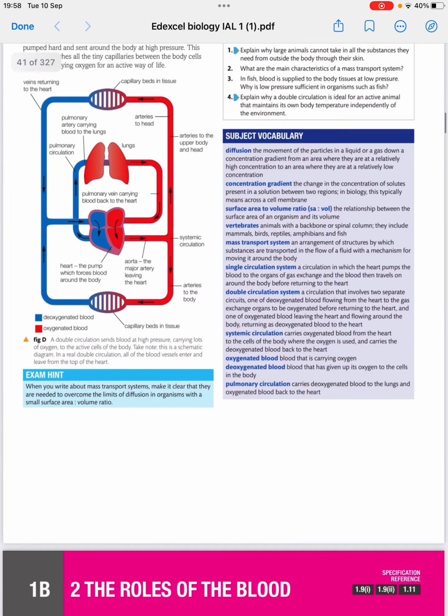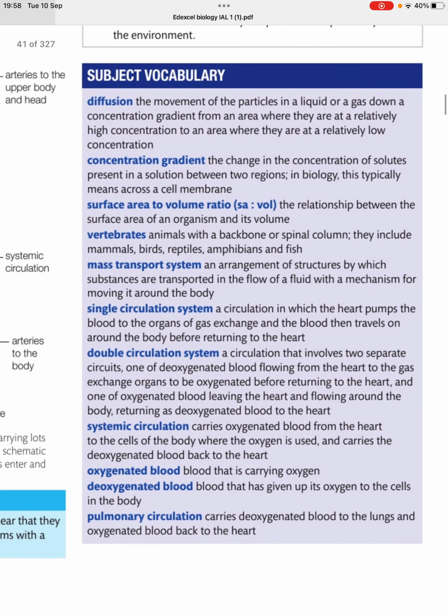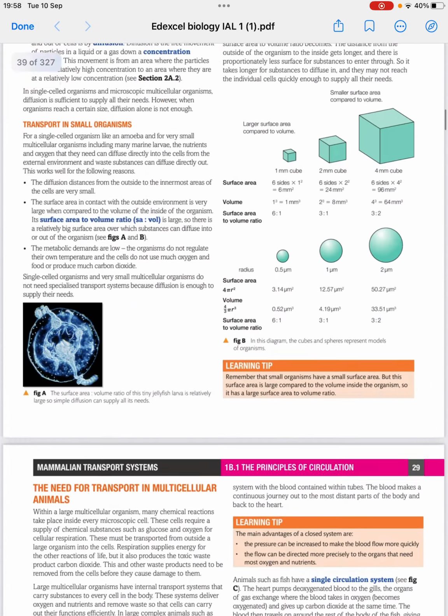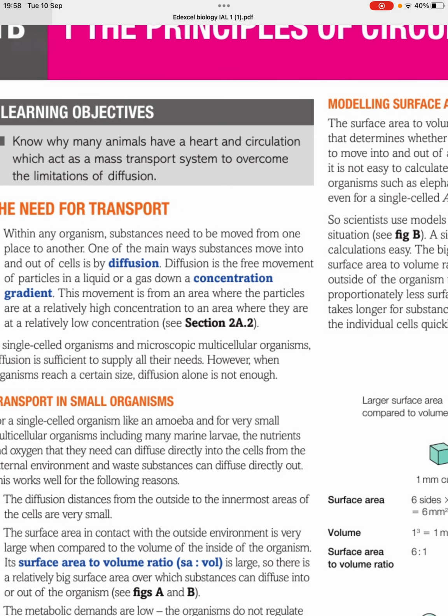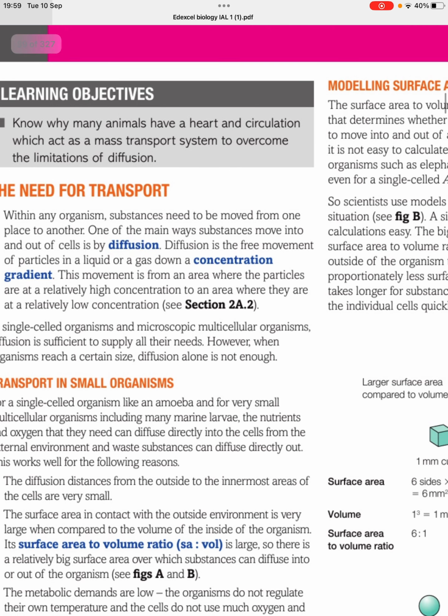If you remember, diffusion is the movement of the particles in a liquid or a gas down a concentration gradient from an area where they are at a relatively high concentration to an area where they are at a relatively low concentration. Okay, diffusion, as we said, is the free movement of particles in a liquid or a gas down a concentration gradient. This movement is from an area where the particles are at a relatively high concentration to low concentration.